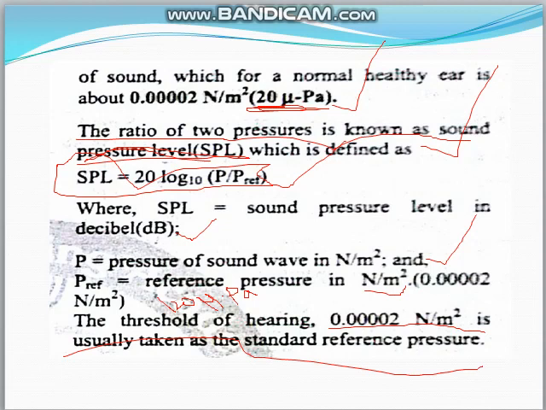Understanding here, the sound pressure level is equal to 20 log base 10 of the pressure of the sound wave by the reference pressure. This reference pressure is nothing but the threshold of hearing, the pressure at which the sound first becomes audible. The threshold of hearing will be 20 micropascal. That threshold of hearing is taken as the reference pressure here.